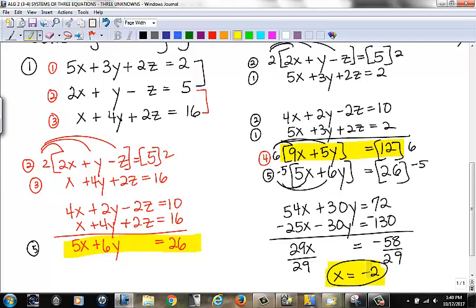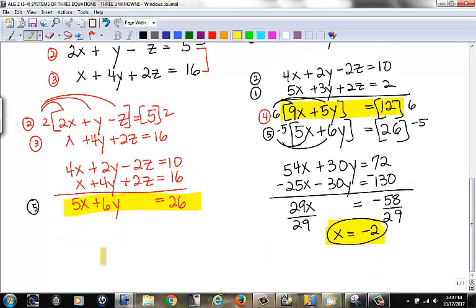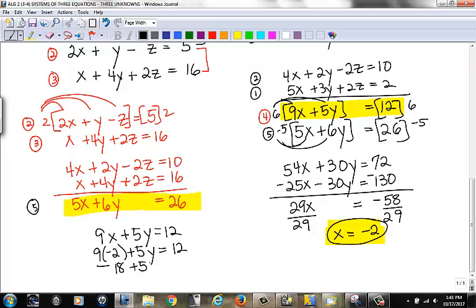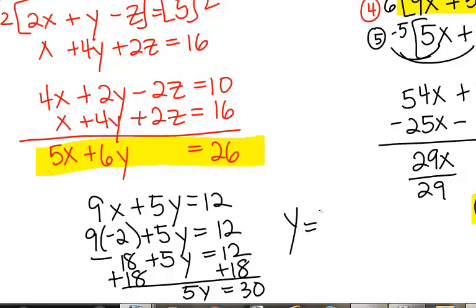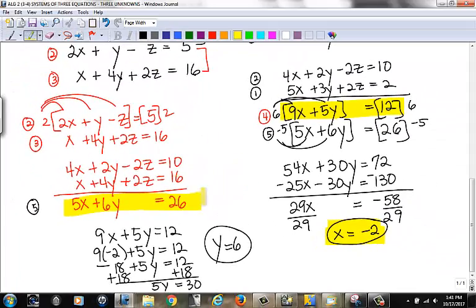Then substitute that back into either equation 4 or 5, because that's the x and the y. So let's do the 9x plus 5y equals 12. We have 9 times a negative 2 plus 5y equals 12. So that'd be a negative 18 plus 5y equals 12. Add 18. So you get 5y equals 30. Divide by 5, and y equals 6. So we got another answer.